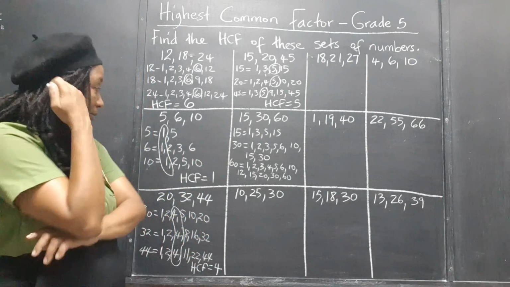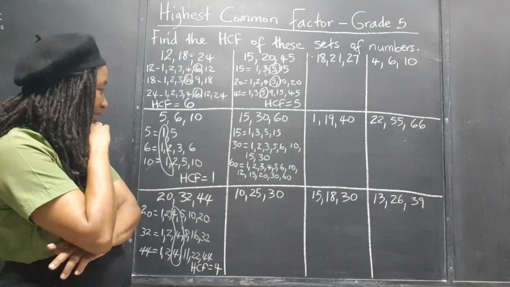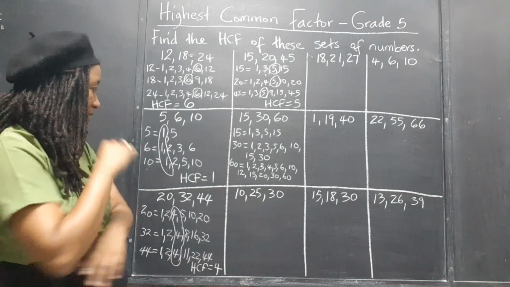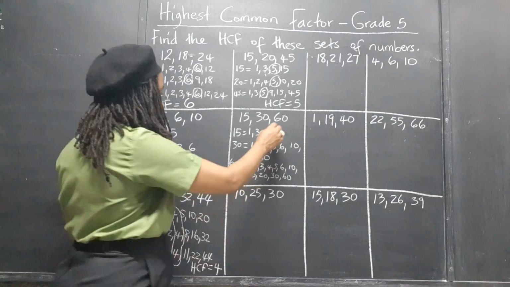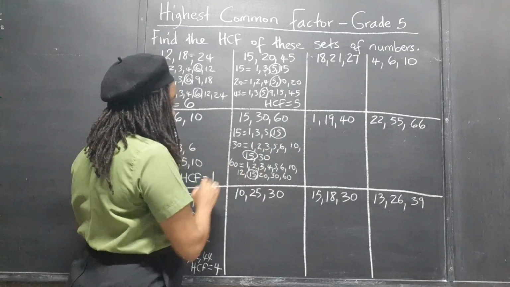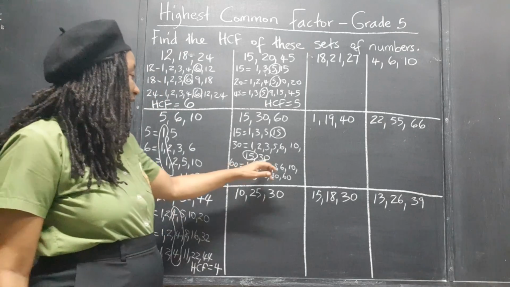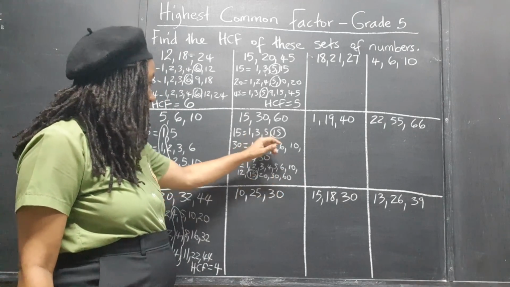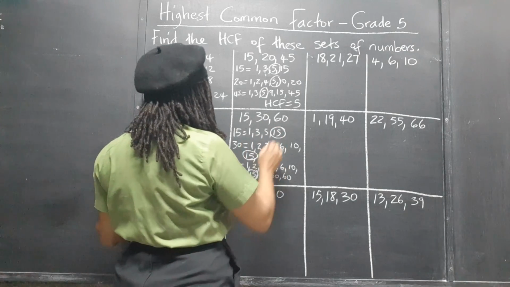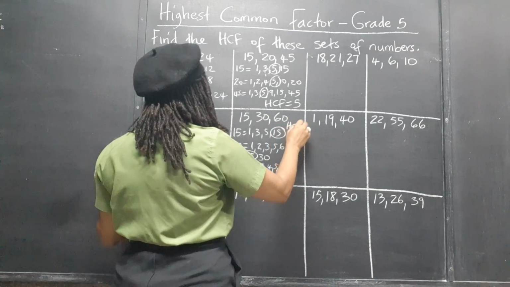Alright, so now, what's common? The highest common one. I think it looks like the 15. 15, 15, 15. Okay? 30 is common to these two, but not to the 15. So the HCF is 15. Let's write it here. HCF 15.